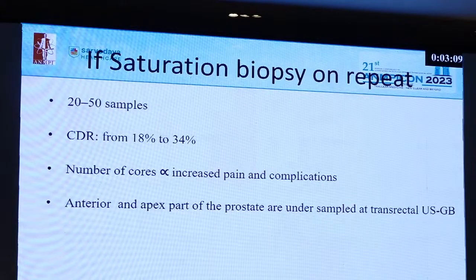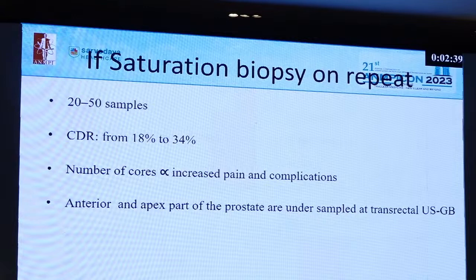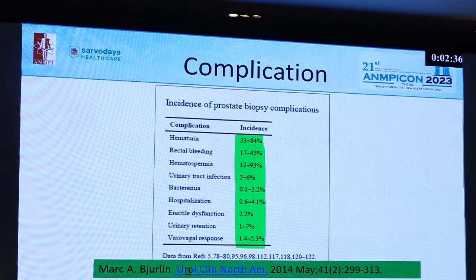After a first negative biopsy, saturation biopsy is done, where they are poking your prostate 50 times, and the detection rate is around 18 to 34%. The number of cores is directly proportional to the number of complications, so a higher number of complications will occur if multiple cores are taken. If they are poking your rectum 50 times, the chance of complications is enhanced. You may have a UTI, you may have bleeding, and the patient may progress to sepsis. There are well-defined complications like hematuria, rectal bleeding, and bacteremia, and septicemia is also noted in 5% of the patients.